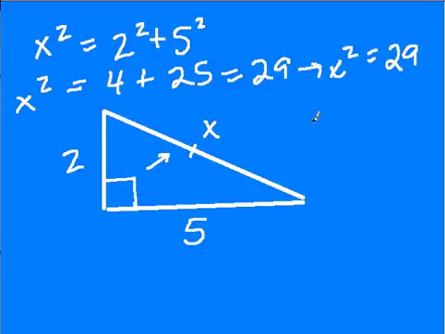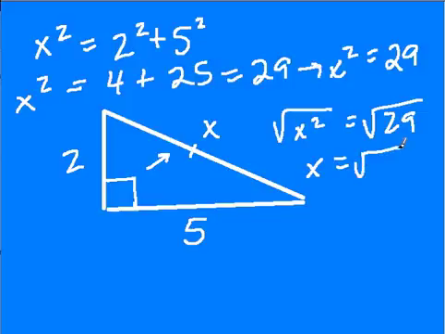We want to know what is x. So we take the square root of both sides. The square root of x squared is just x. The square roots and exponents undo each other. And x equals the square root of 29.